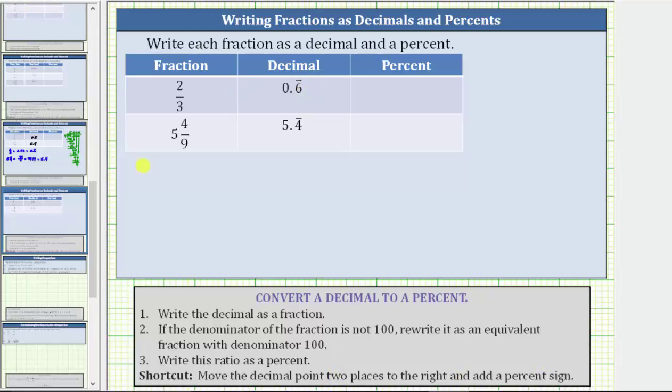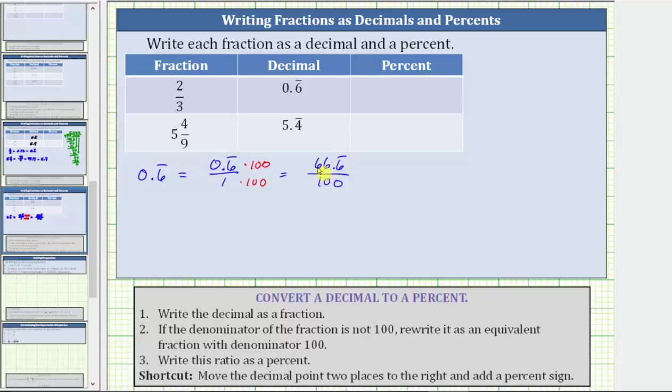So beginning with the decimal 0.6 repeating, to write this as a fraction, we will write this with the denominator of 1. And now to convert to a percentage, we need an equivalent fraction with the denominator of 100. To do this, we multiply the numerator and denominator by 100. Of course, 1 times 100 is 100, and 0.6 repeating times 100 is equal to 66.6 repeating. Let's take a look at this product.